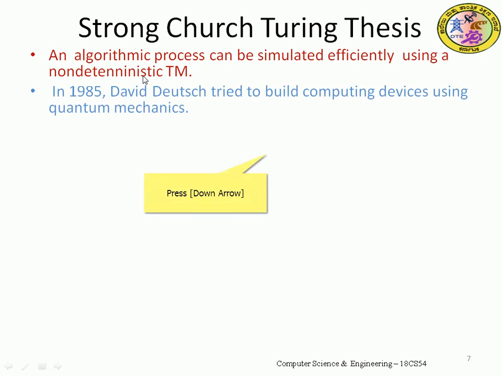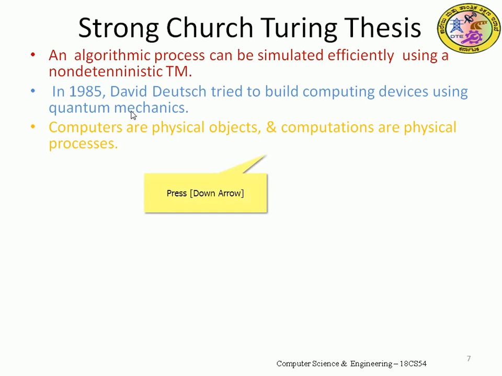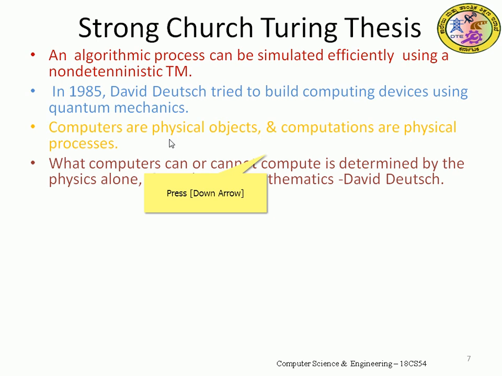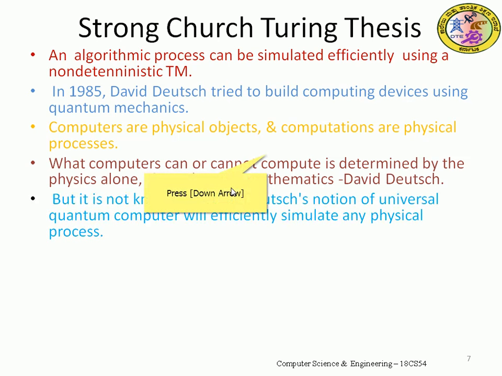In 1985, David Deutsch tried to build a computing device using quantum mechanics. Computers are physical objects and computations are physical processes. What computers can or cannot do is determined by physics alone, not by pure mathematicians, said David Deutsch. But it cannot be known whether Deutsch's notion of universal computing, quantum computers, will efficiently simulate any physical process. That is not known.